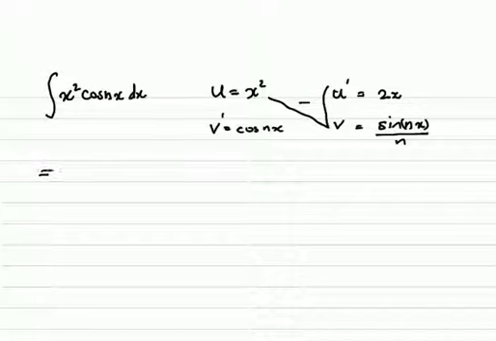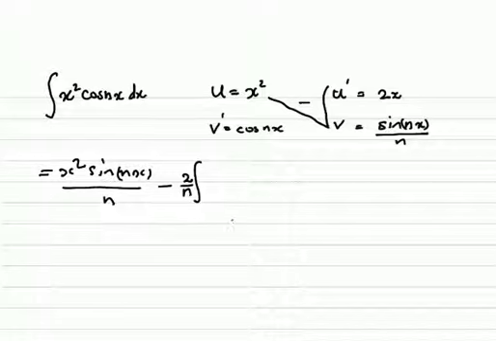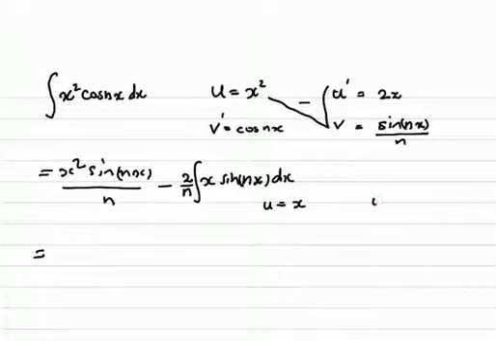Then this integral is going to be equal to x squared sine nx all over n minus the integral. Let's immediately take out 2 over n outside the integral sign and say x sine nx dx. Which means here we basically have the initial situation, but the power of x now is 1. So we can repeat the integration by parts. Now our choice of u is still going to be x, and the u prime in this case is going to be 1, and our v prime is going to be sine nx.